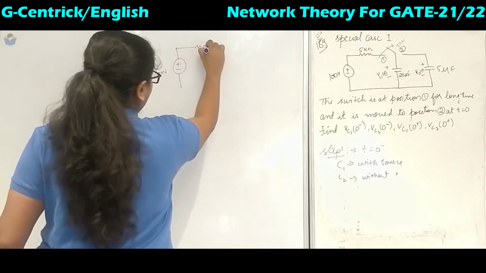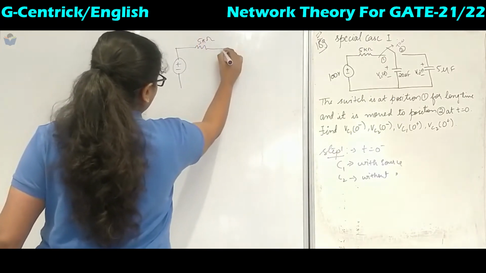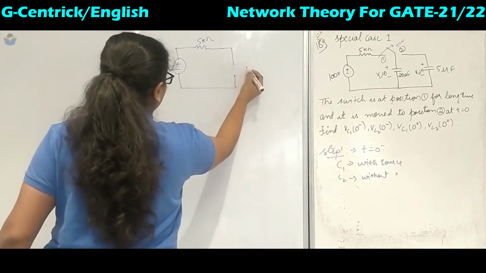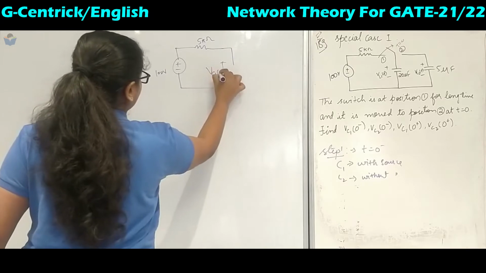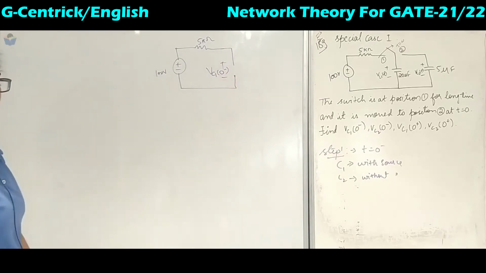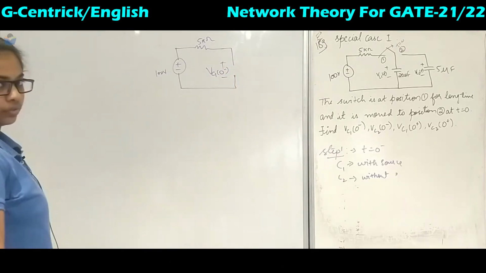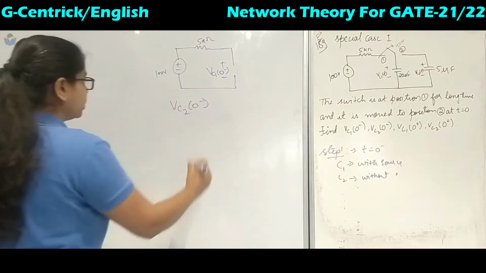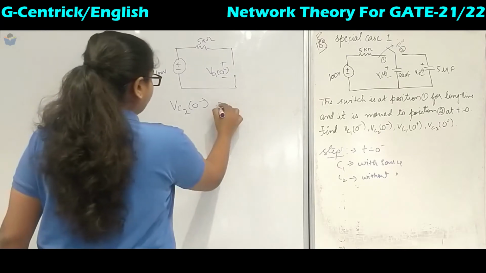Okay, so our circuit diagram will look like this: plus minus 100 volts. Okay, so this is 5 kilo ohms. This is closed and this will be open circuit. If it is with source, it is open circuit and this voltage will be Vc1 of 0 minus. Since C2 is without source, it will be initially relaxed. So when it is initially relaxed, Vc2 of 0 minus will be equal to 0.